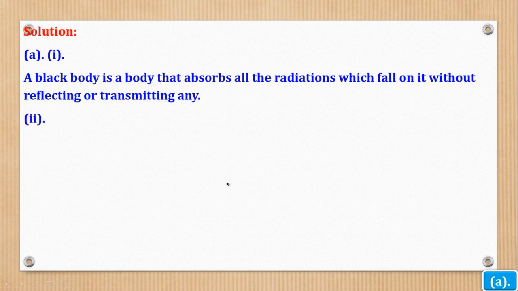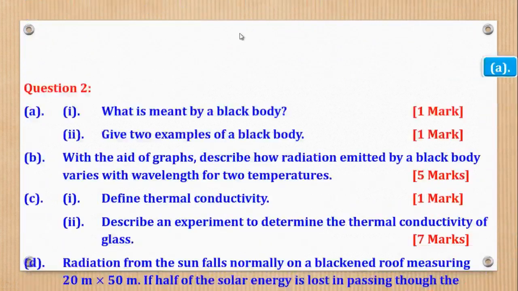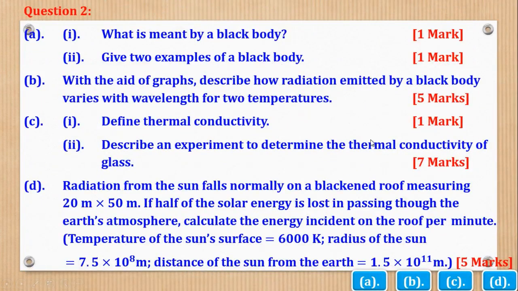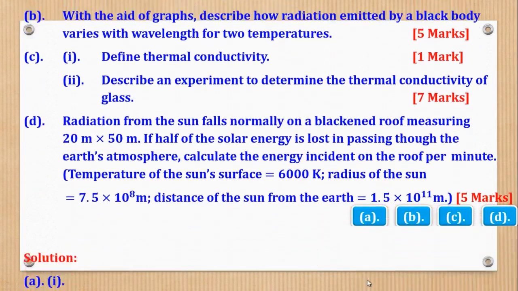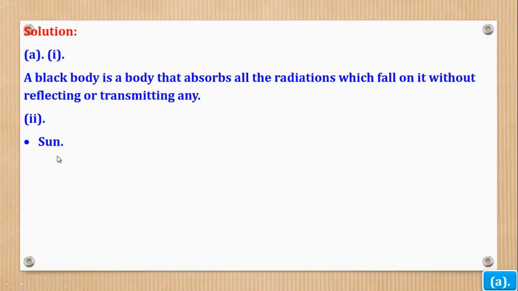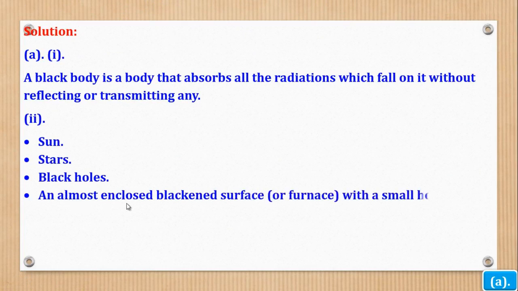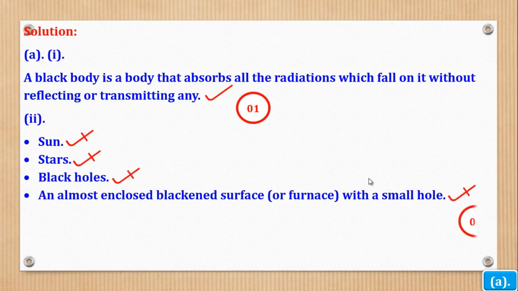Now we shall go to part A, Roman 2. A, Roman 2 says, give 2 examples of a black body. So one is the sun, next is the stars, then black holes, and also an almost enclosed blackened surface or furnace with a small hole. So this word has to be seen. So that is how the marks would be awarded. So now we shall go to part B.